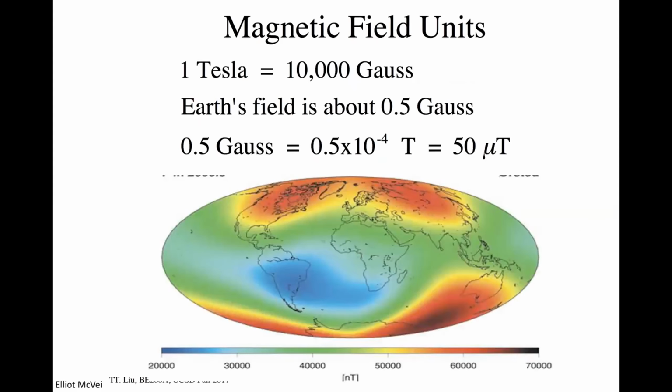Looking at the size of the magnetic field in one of these systems, 1 Tesla equals 10,000 Gauss, and the Earth's field is about half a Gauss. It varies depending where you're standing on the planet, how strong the Earth's field is. But the nominal value is half a Gauss, which is not much. It's 50 microtesla, right?